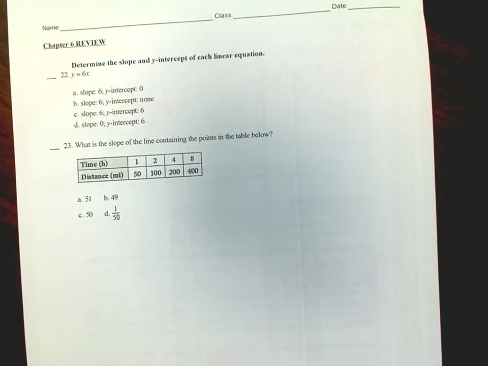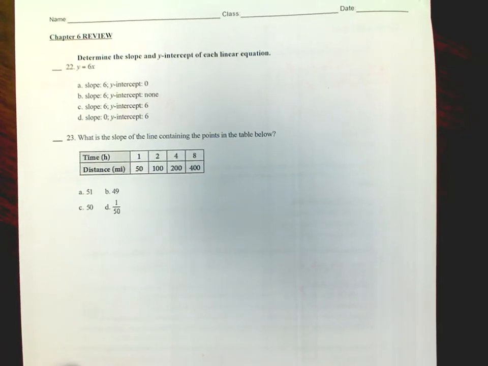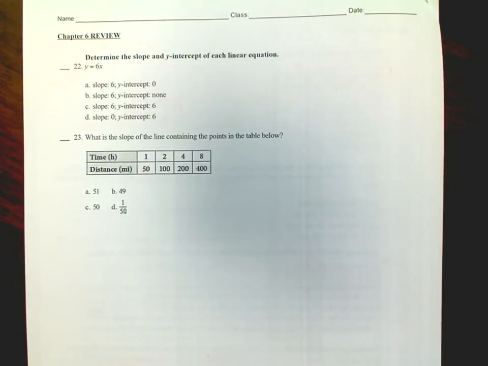Last two. Determine the slope and y-intercept of each linear equation. y equals 6x. Remember, just because there's not another number out there doesn't mean there's not a y-intercept. There has to be a y-intercept. What could I add there that wouldn't affect the value of this equation? There's been one like it before. If you forgot, go back and look.